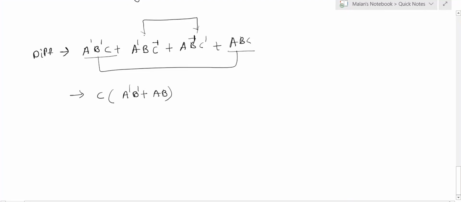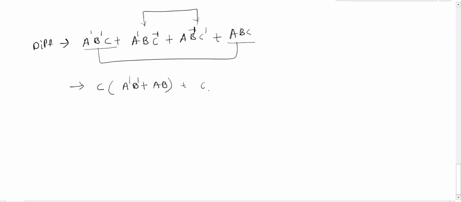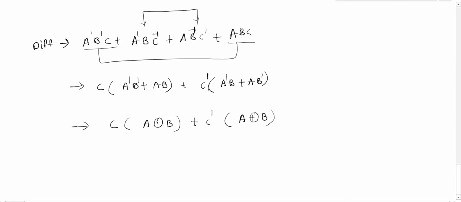Similarly, from these two terms, now I will take C bar as a common outside of the bracket, and internal to the bracket, it is A bar B plus A B bar. Now again we know that A bar B bar plus AB is nothing but the A XNOR B. So C times A XNOR B plus C bar and this is A XOR B.